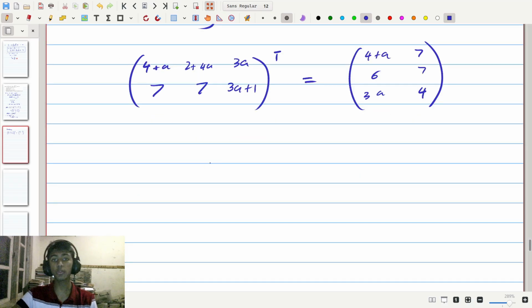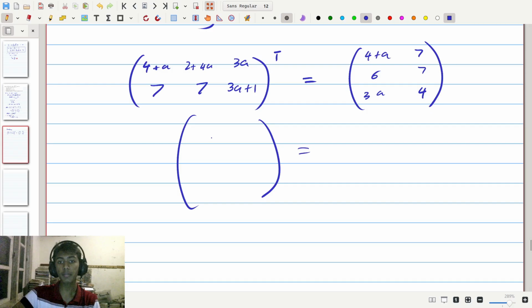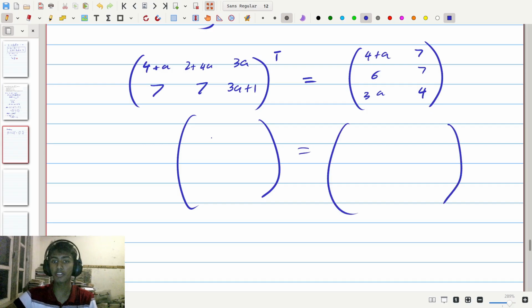Now if we transpose the first matrix, that means we take any index here, we take its row number and its column number, swap the two, and put them into a matrix. If we have a 2 by 3, it's going to turn into a 3 by 2. So this 3 by 2 matrix is equal to this other 3 by 2 matrix, which is 4 plus A, 7, 6, 7, 3A and 4.